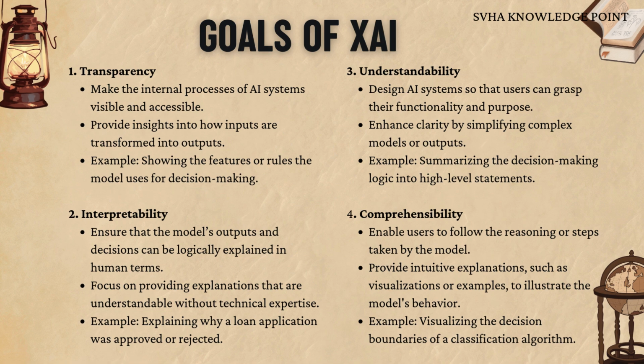We started with what a black box model is and then moved on to the limitations of black box models, followed by how XAI helps in overcoming these limitations. Then we looked into the goals of explainable AI. Now we'll see what explainable AI is.